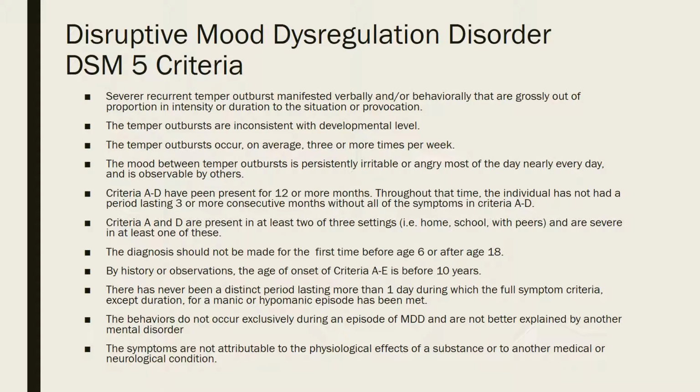Disruptive mood dysregulation disorder. Let's see. DSM-5 criteria. So severe recurrent temper outbursts manifested verbally and or behaviorally that are grossly out of proportion in intensity or duration to the situation or provocation. So like it's a temper tantrum, you are flipping out, you're out of control, and it has nothing to do with the situation. It's totally out of proportion with it. They're inconsistent with developmental level. So if you go down a little ways, the diagnosis should not be made for the first time before age 6. Or after age 18.